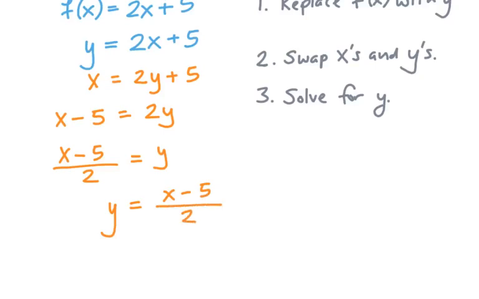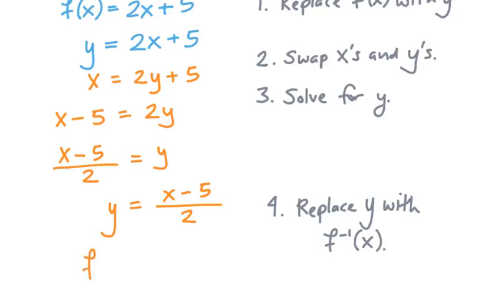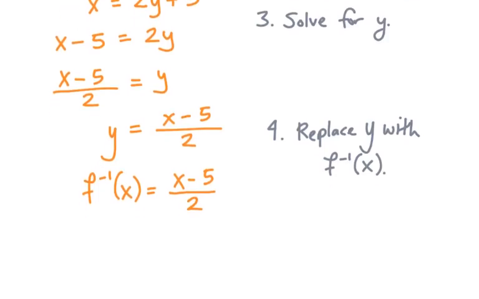So we're pretty much there, but I told you this process was 4 steps. So the last step is just a notational thing, and that is to replace y, you probably can guess, with that inverse notation, so f inverse of x. And that will be a good stopping point for us. So I'm going to say f inverse of x instead of y is equal to x minus 5 over 2. And that would be a great place to end. This is a nice looking inverse function.